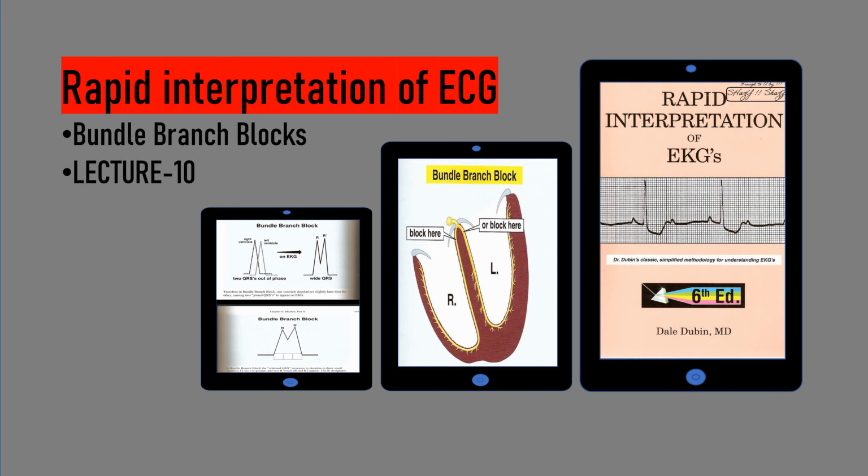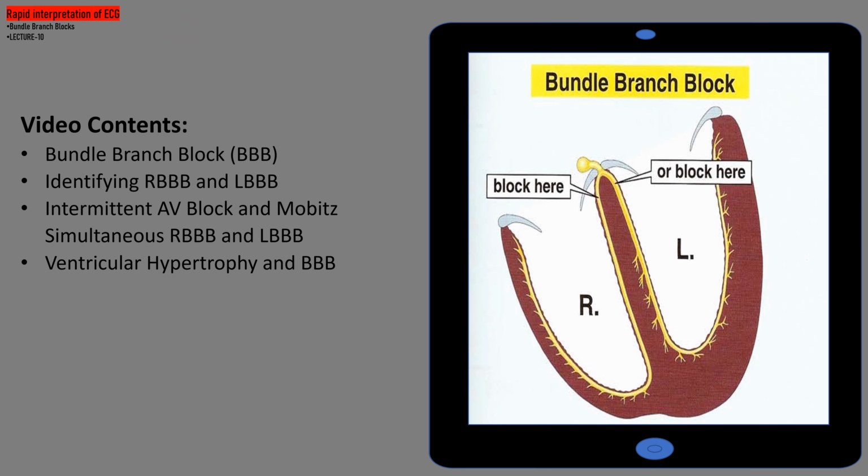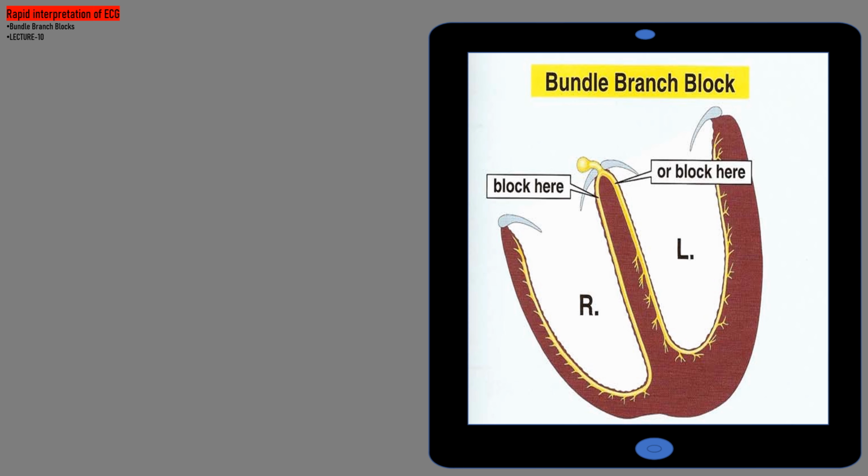Hi, welcome to our 10th video in the Rapid Interpretation of ECG series. In this video, we will explore bundle branch blocks, how to differentiate between right and left bundle branch blocks, and how they can affect or mimic the ECG patterns of conditions like complete atrioventricular block, intermittent Mobitz, or ventricular hypertrophy. Finally, we will wrap up with a conclusion.